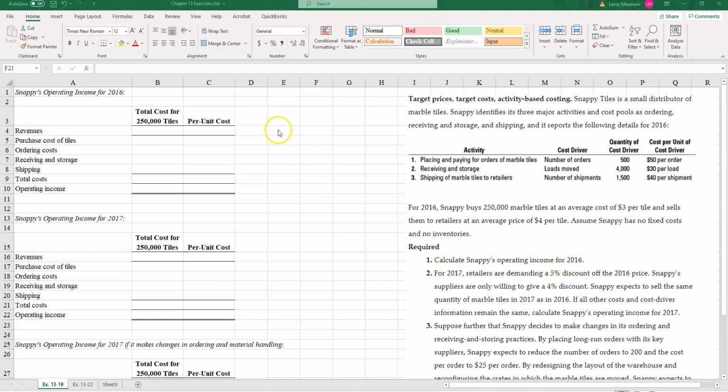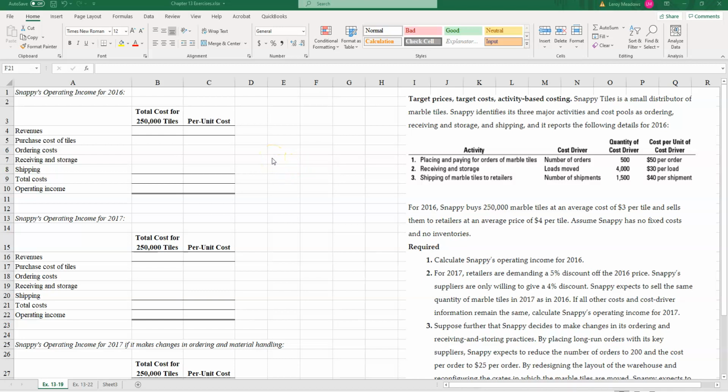When we're making decisions, we initially want to get down to the cost per unit so that we can make pricing and product mix decisions. But we also need the total cost. Seeing as this is activity-based costing, for receiving and storage the number of loads moved is 4,000, but we plan on buying 250,000 marble tiles. So we're going to have to do a little bit of calculation, going for total cost first and then dividing it to a per unit cost.